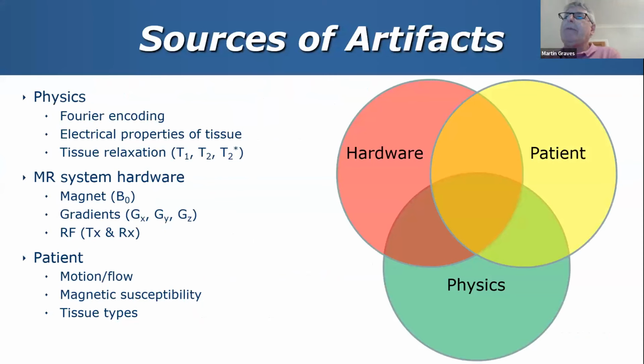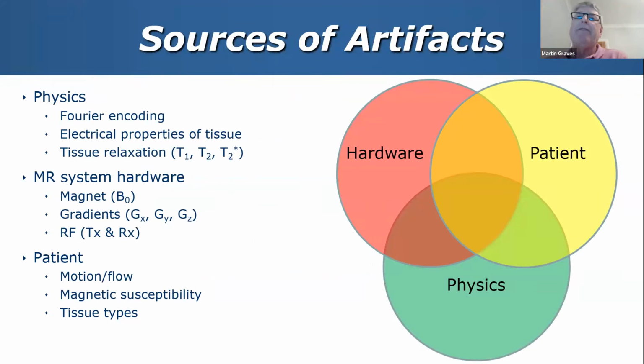So when we think about MRI artifacts, I think about them as three circles in this Venn diagram. We have the physics of the situation, so that's really Fourier encodings, maybe the electrical properties of tissues, tissue relaxation, T1, T2, T2 star.